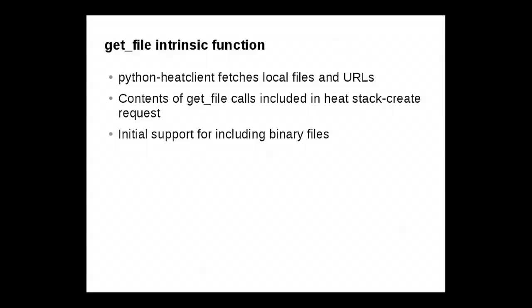So we also have the get file intrinsic function. This means that we no longer need to inline our scripts into our YAML, which is a nice thing. So Python heat client will look for these get file calls, and it will fetch the content, whether that be a local file or an absolute URL, and include that in the heat stack create operation. We also have initial support for including binary files in that. They'll be encoded and included. But there'll be some extra work in that area.